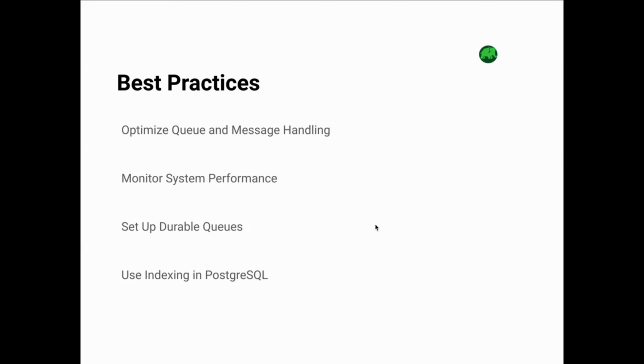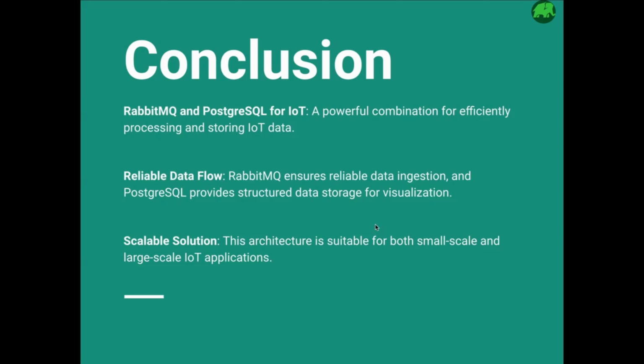Setting up durable queues in RabbitMQ is also essential. Durable queues ensure that messages are stored even if RabbitMQ restarts, providing an extra layer of reliability for your IoT data. Finally, use indexing in PostgreSQL. Creating indexes on frequently queried fields like device ID and timestamp can dramatically speed up queries, especially as your data grows over time. To wrap things up, RabbitMQ and PostgreSQL offer a powerful combination for handling IoT data.